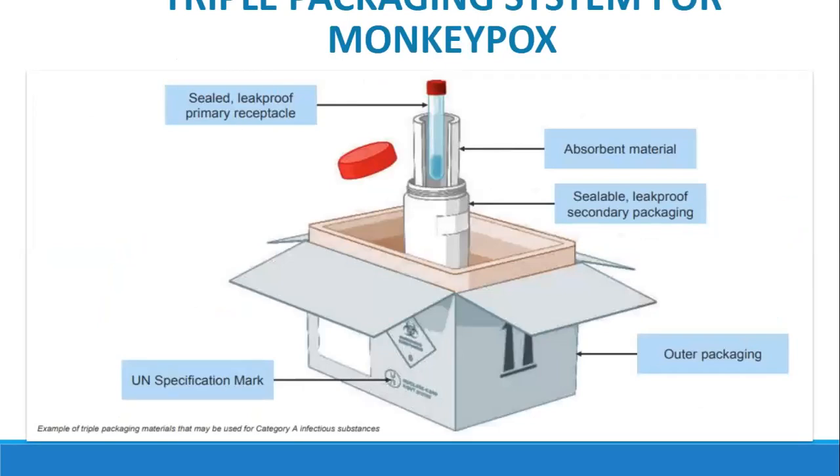The triple packaging system of monkeypox is different from that of COVID. Here, the screw capped container's lid is sealed with parafilm to prevent any leakage. Then the sample vial is covered with absorbent material. Then a 50 ml centrifuge tube is used as a secondary container and the neck is closed. Then it is again kept in a thermocol box with dry ice, which in turn is kept in a cardboard box, unsealed, and the details of patients are labeled outside the box.